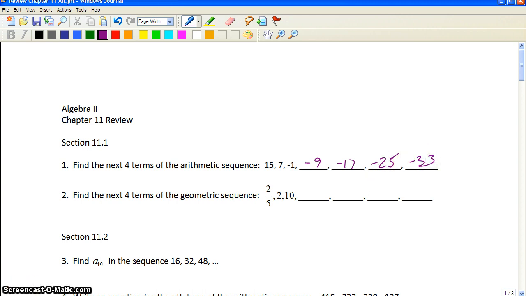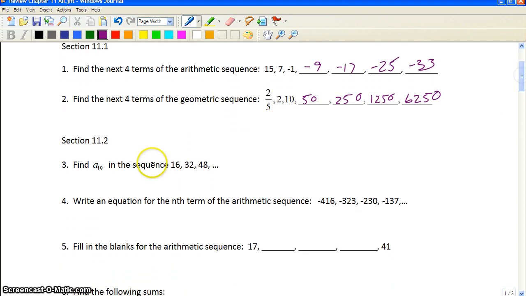Alright, let's take a look at the next one. Next 4 terms, geometric sequence. That means there's a multiplier, a common ratio. It looks like we are going to be multiplying by 5 each time. So 10 times 5 is 50, 50 times 5 is 250, 250 times 5 is 1250, 1250 times 5 is 6250. Sweet.